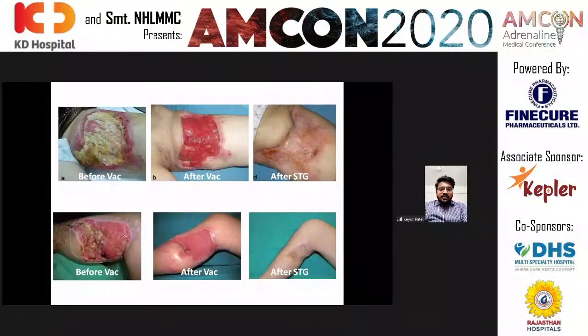In the picture, we can see the wound with dead necrotic tissue and slough. After the application of VAC therapy, there is complete granulation tissue over the wound, and after STG, there is closure of the wound. Next.